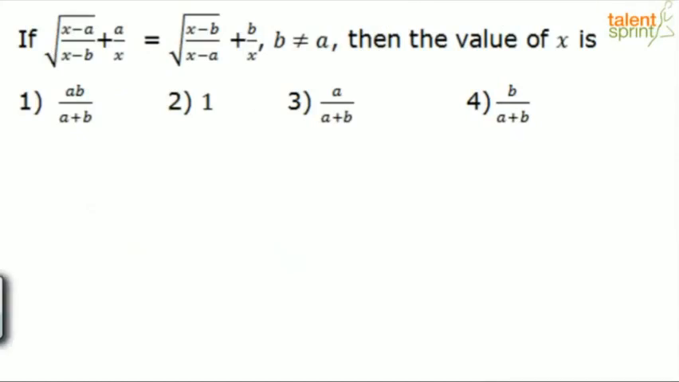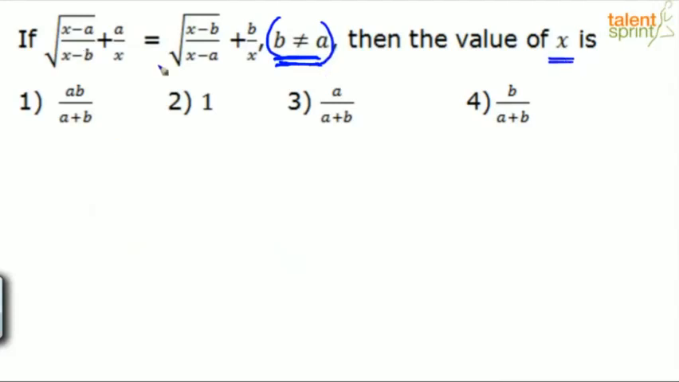Next one. One more on algebra, right? What does the question say here? If root over x minus a by x minus b plus a by x equals root over x minus b by x minus a plus b by x, where b is not equal to a. Now understand, when you substitute random values for b and a here, you must ensure that b and a are not equal, because he has clearly specified that b is not equal to a. Then what will be the value of x is the question.